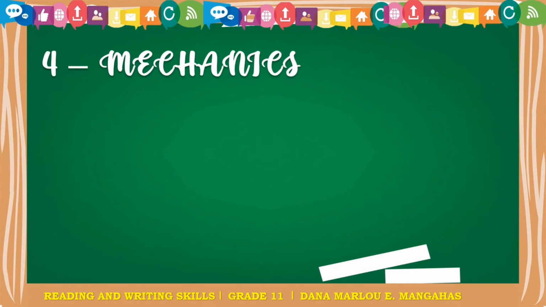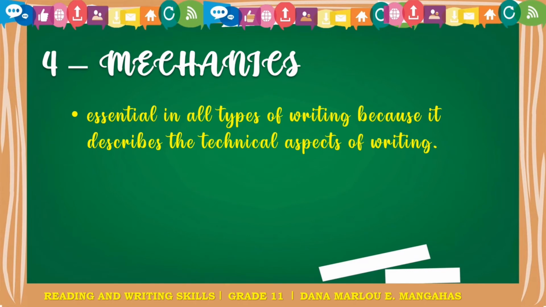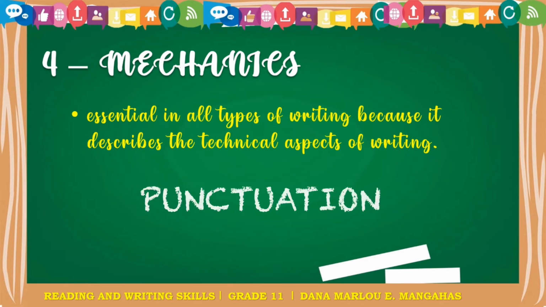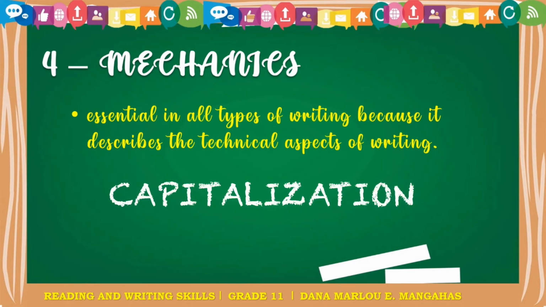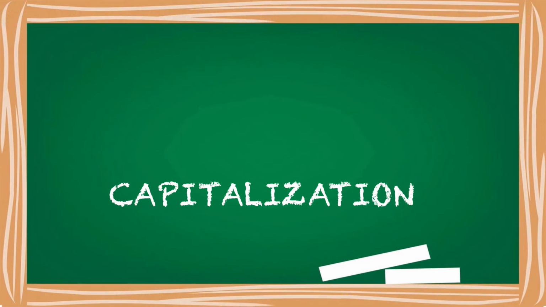The last and the fourth one is mechanics. Generally, it is essential in all types of writing because it describes the technical aspects of writing. It also serves as a road sign to guide learners like you on how to use words appropriately in terms of conventions such as spelling, punctuation, capitalization, and others. Now, I want you to watch a video clip for you to better understand our lesson.